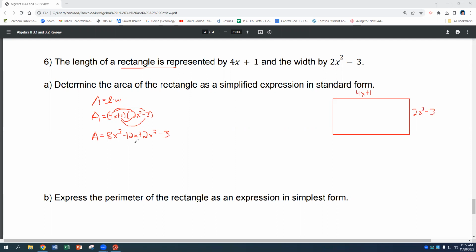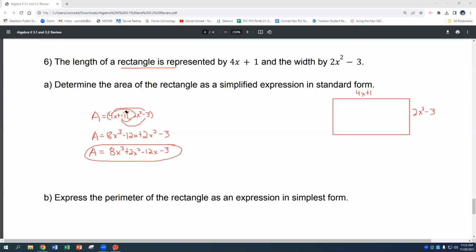All right. We can't combine like terms at all. So all I need to do is put this in descending order of exponents. So I'm going to do 8x to the third plus 2x squared minus 12x and then minus 3. And there's your area formula. Okay. Good.